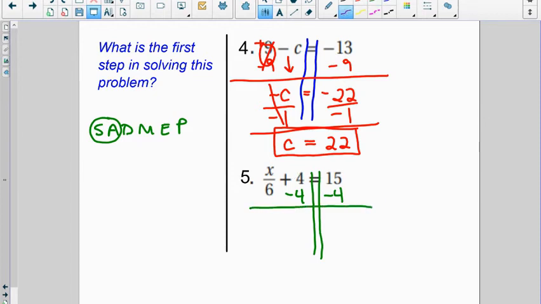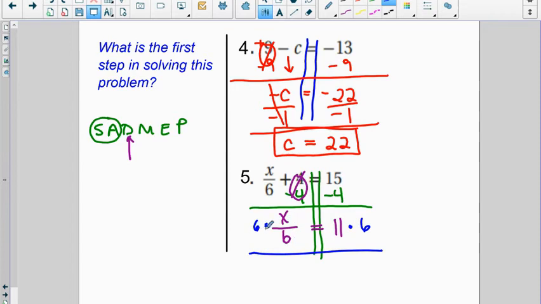4 minus 4 is 0, so that's going to leave us with x over 6 equals 15 minus 4, which is 11. Now it may look like it's a fraction, and you might be wondering, how do I get rid of a fraction? But remember that the fraction is really just a division. So if I want to undo divided by 6, I can actually multiply by 6 on both sides.